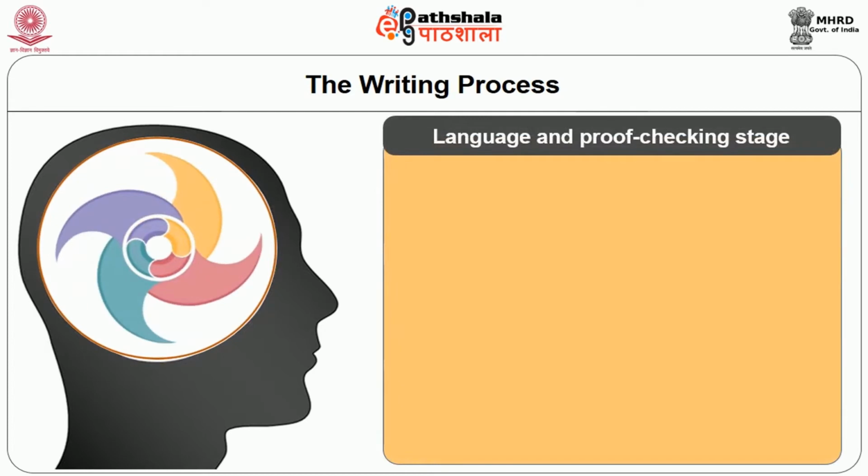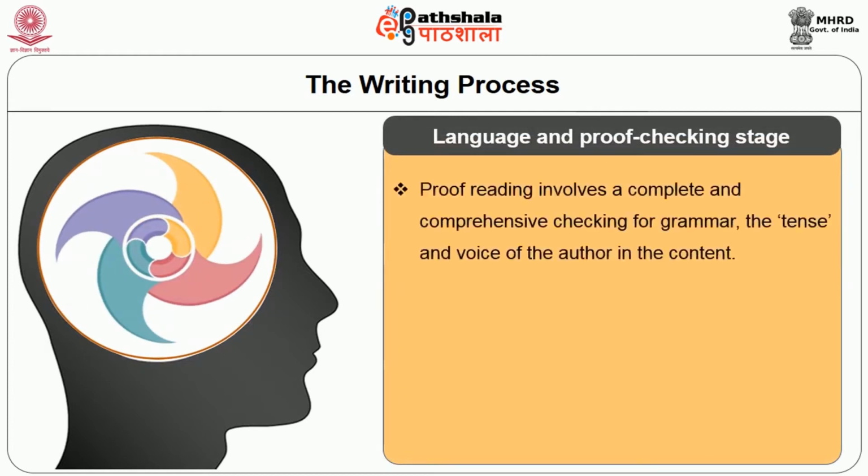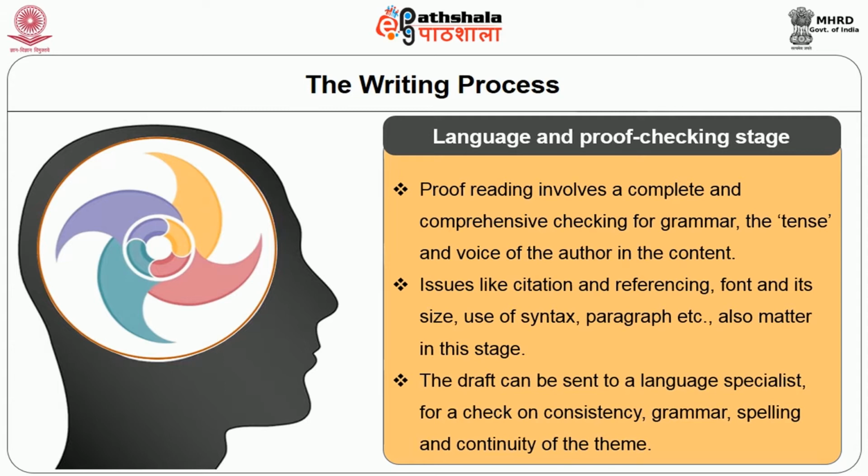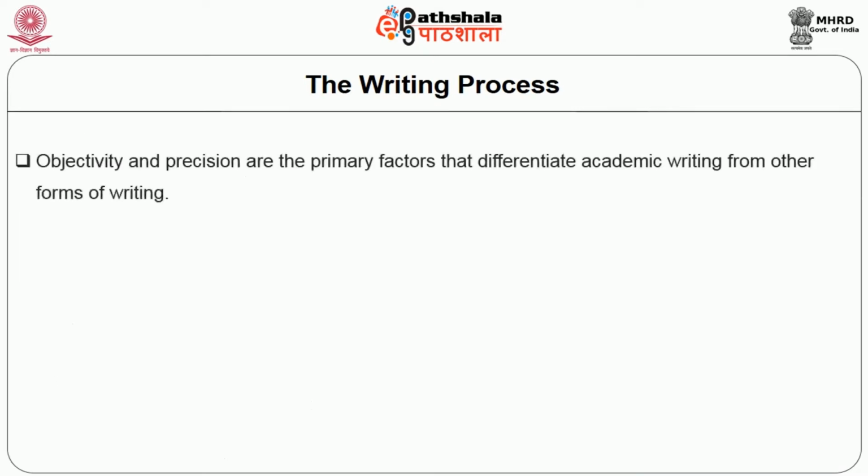There is a language and proof checking stage later, which is editing. Proofreading involves a complete and comprehensive checking for grammar, the tense, and the voice of the author and the content. Issues like citation and referencing, font and its size, use of syntax in the paragraph, etc. also matter in this stage. Sometimes the draft can be sent to a language specialist for a check on consistency, grammar, spelling, and continuity of the theme. Objectivity and precision are the primary factors that differentiate academic writing from other forms of writing.